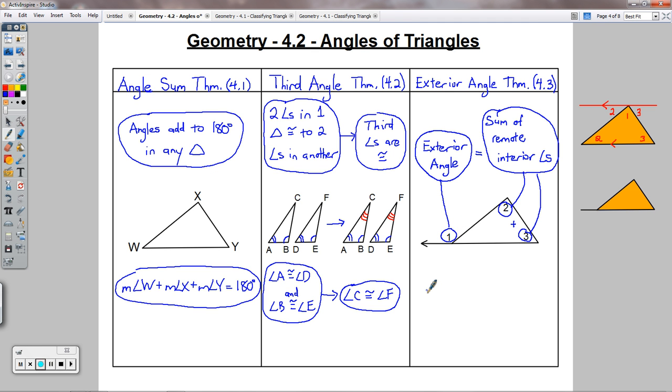So in an equation, we would have the measure of angle 1 equals the measure of angle 2 plus the measure of angle 3.